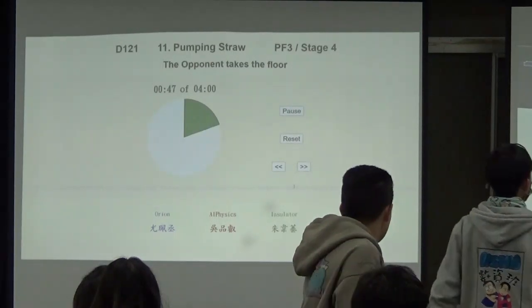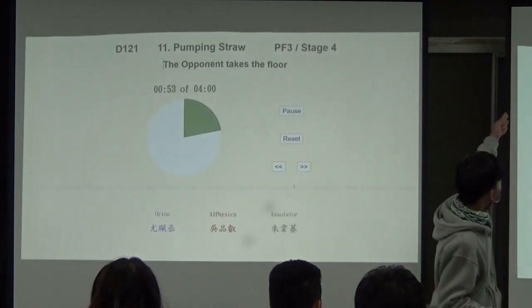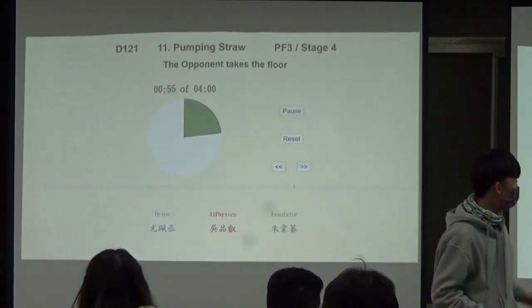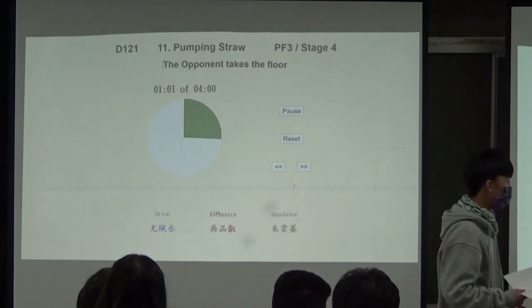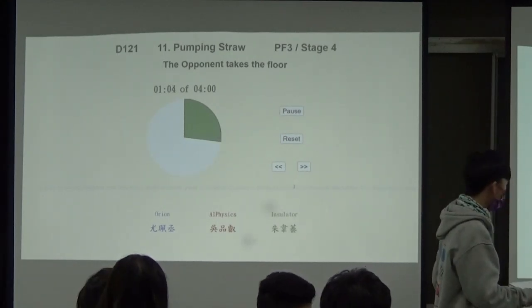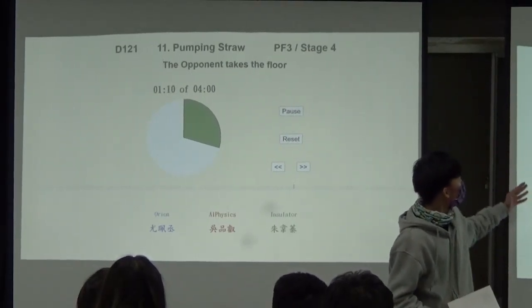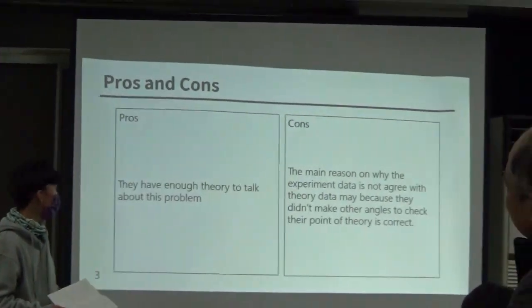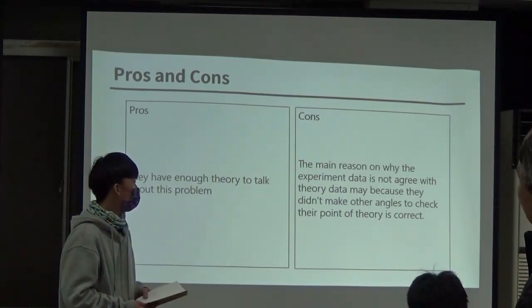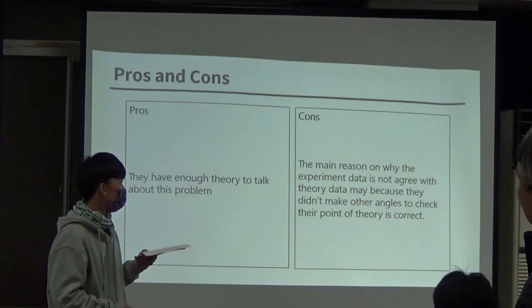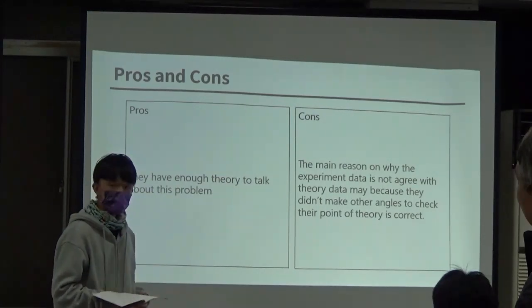Our problem focuses on what kind of angle will be the best in the experiment, and how other settings of the experiment series will affect the pumping speed. So the pros and cons. The pro is they have enough theory to talk about this problem. And the con is the main reason why the experiment data does not agree with the theory data might be that they didn't try other angles to check whether their theory is correct.